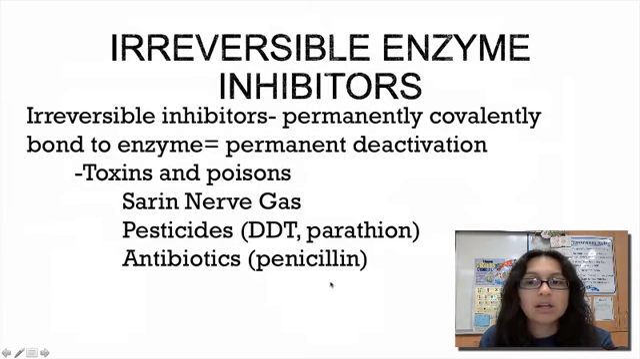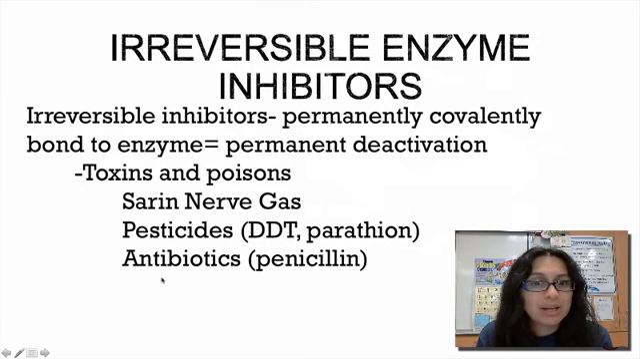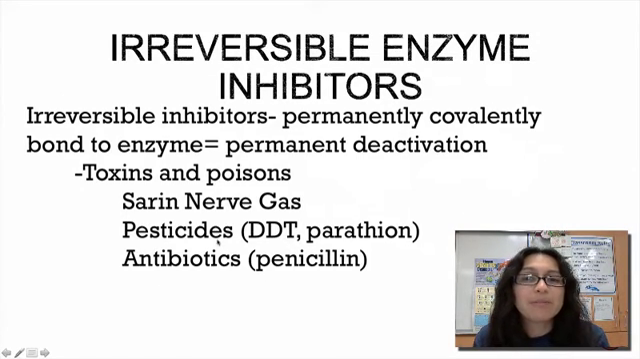All right. Now, some inhibitors are irreversible, and we usually refer to those as toxins or poisons. So toxins or poisons are things that get into enzymes and prevent them from being able to do their job.